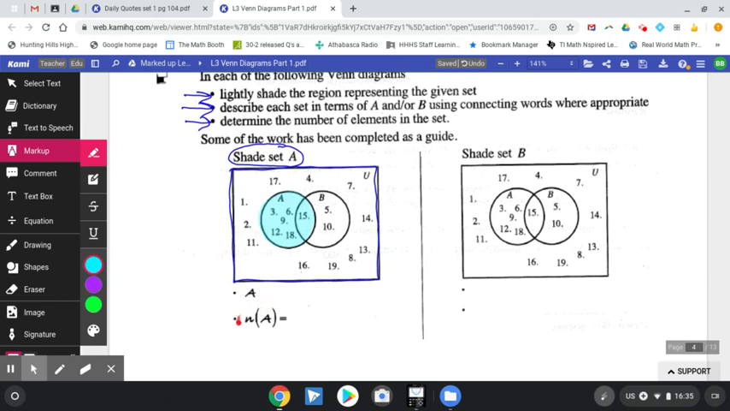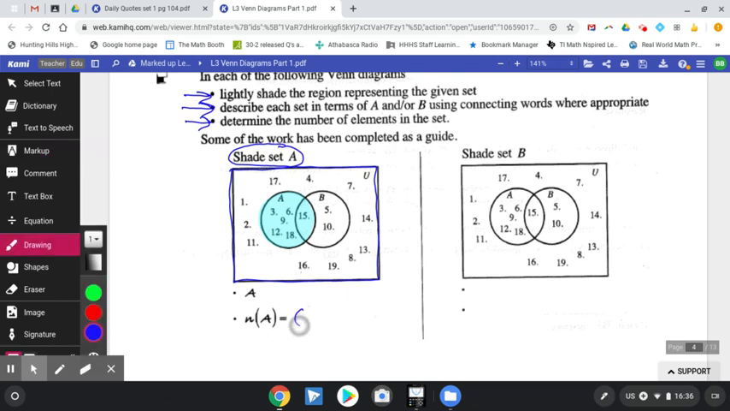And then down here, our third piece is the number of elements. So when we do our shading, we want to do it so we can still see what's behind the shading. In set A, there's 1, 2, 3, 4, 5, 6 elements. And so for this one, we say 6. Okay, so 3 things that we need to do.